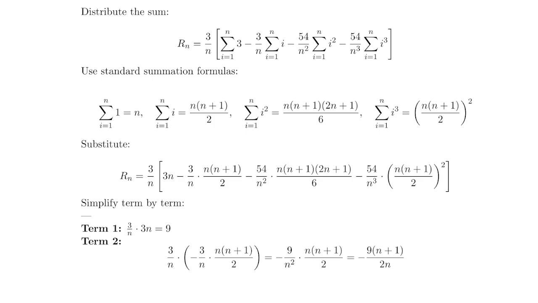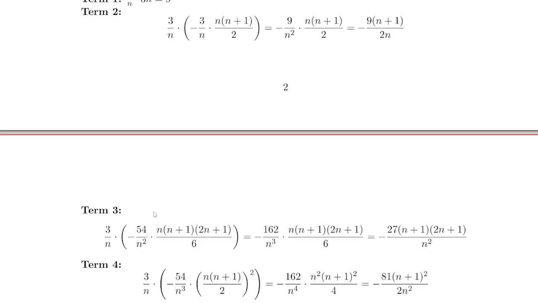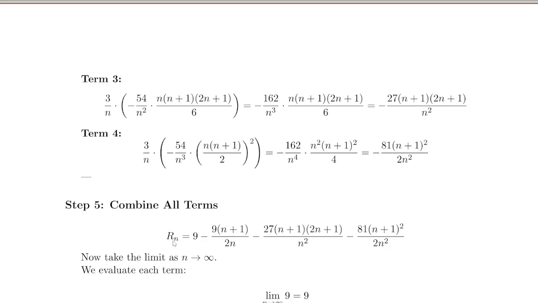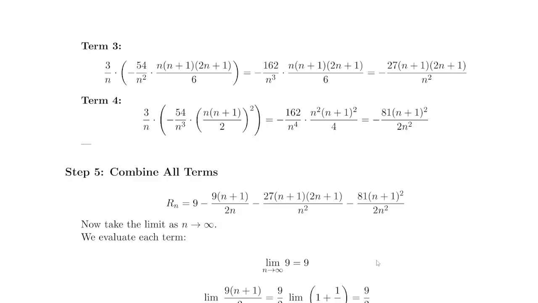So for the first term, we just distribute the 3 over n to each one of these. So term 1, that's 3 over n times 3n, 3 over n times negative 3n, 3 over n times n plus 1 over 2. So that's kind of what we're doing over here. And then eventually we can combine all terms to get 9 minus 9 times (n plus 1) over 2n minus 27 times (n plus 1)(2n plus 1) over n squared minus 81 times (n plus 1) squared over 2n squared. And then we're going to take the limit of this.